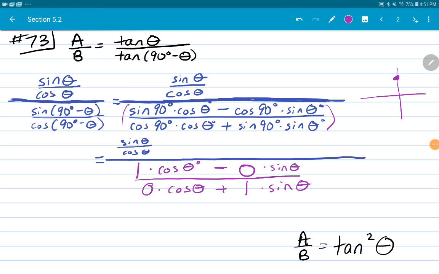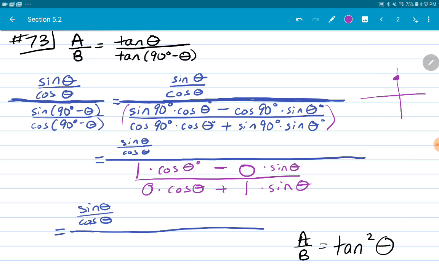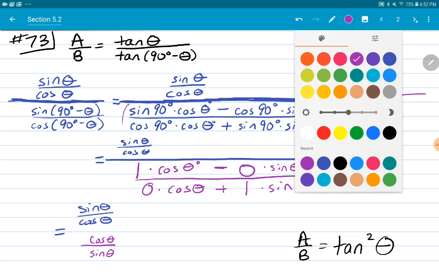Simplifying to our next line, the top I'm just going to copy down again. I didn't do anything with this sine over cosine yet. Over, and in the purple, simplifying that a step further, 1 times cosine is just going to be cosine. 0 times sine is 0. Over 0 times cosine is 0. And then 1 times sine of theta is sine. So I've now simplified to that. I'm going to shorten this fraction bar so I have some space.